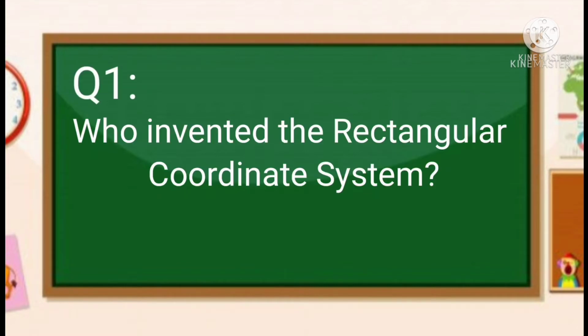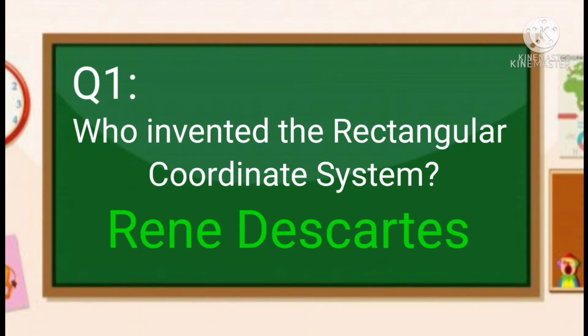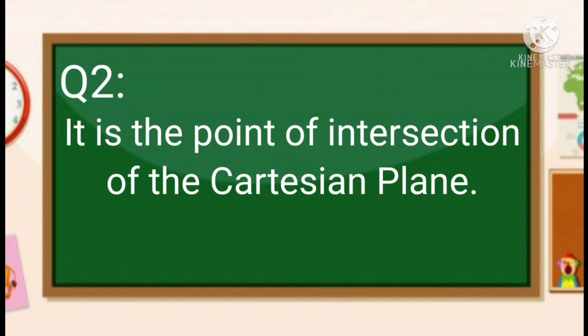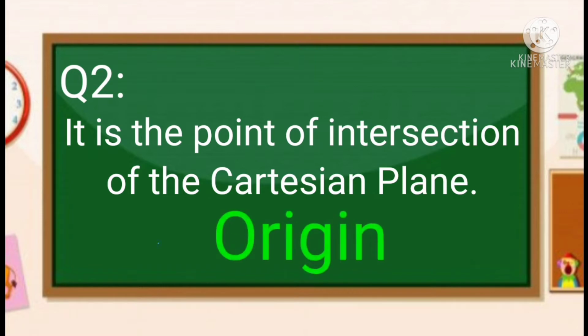Question number 1. Who invented the rectangular coordinate system? If your answer is René Descartes, then you are correct. Second question. It is the point of intersection of the Cartesian plane. It starts with letter O. And the answer is origin.